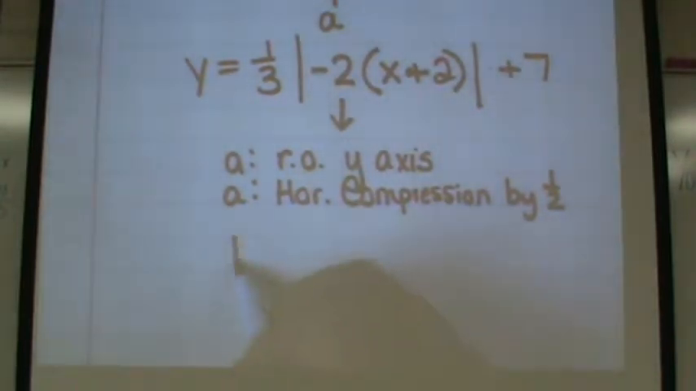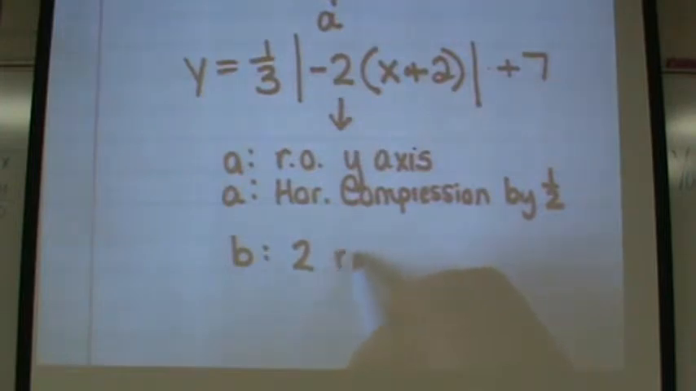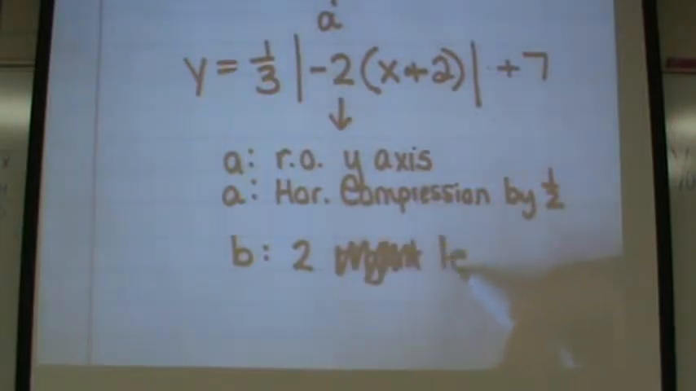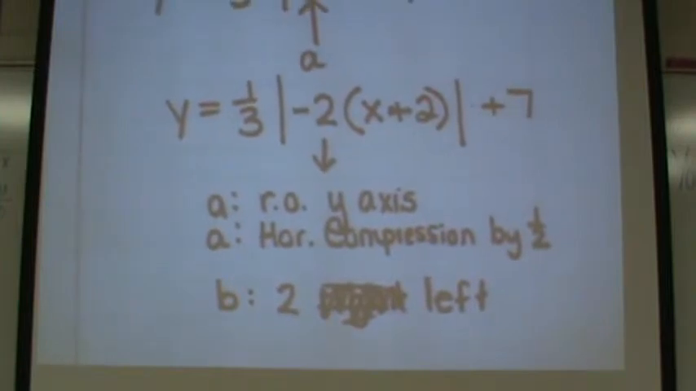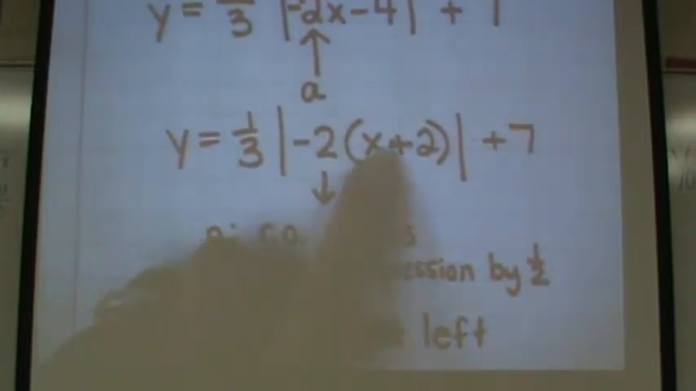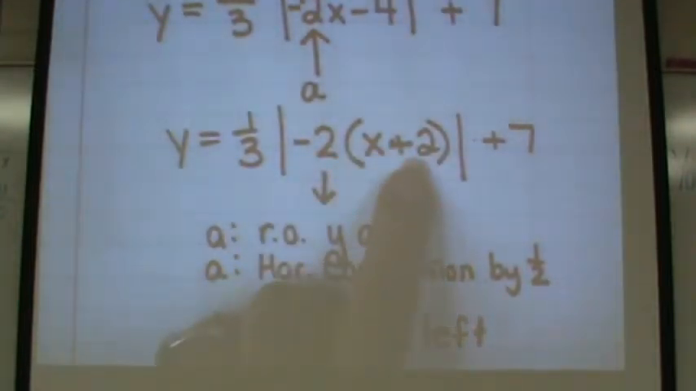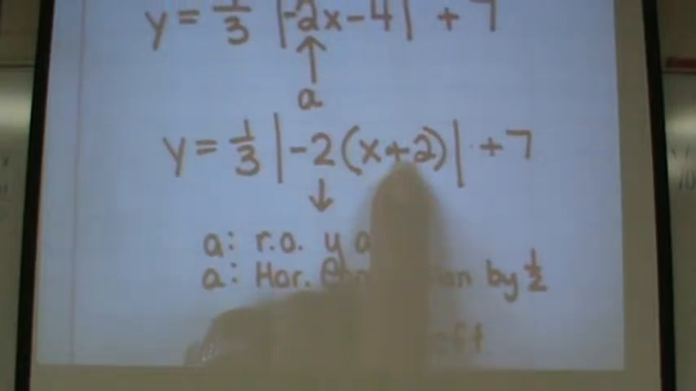Okay, let's go to B. What do we do for B? We're gonna say 2 units right. I'm sorry, it'd be left. Wait, you do the opposite. But wouldn't that be a negative 2 since you'd be subtracting the 2 from the x? So it'd be subtracting, you'd be plusing the x. No, negative 2 times positive 2, that's gonna give you your negative 4. But in the original equation, it's x minus b, so wouldn't that actually be minus a negative 2?